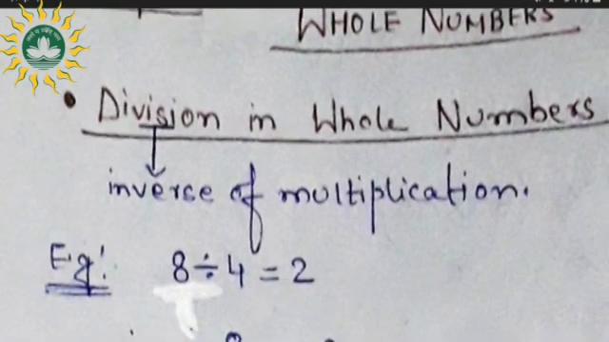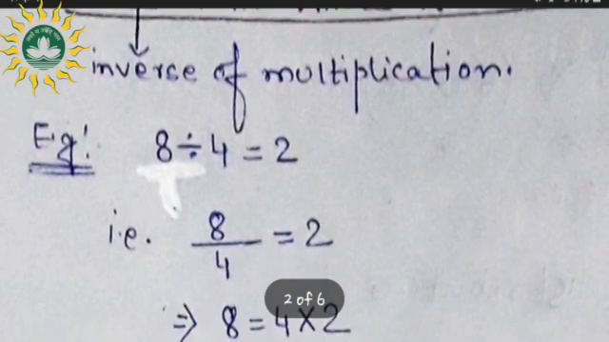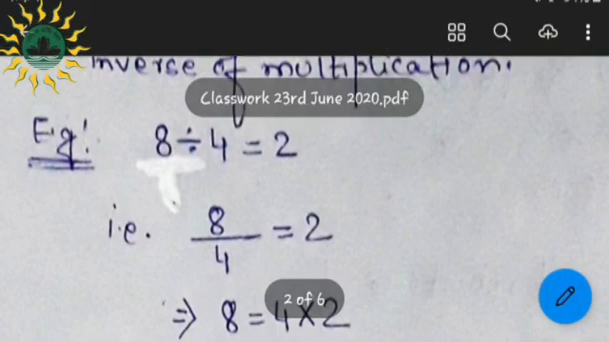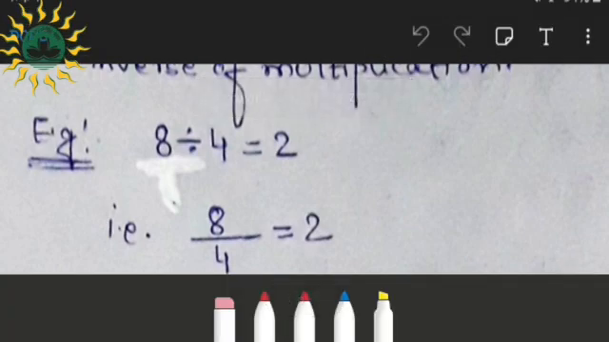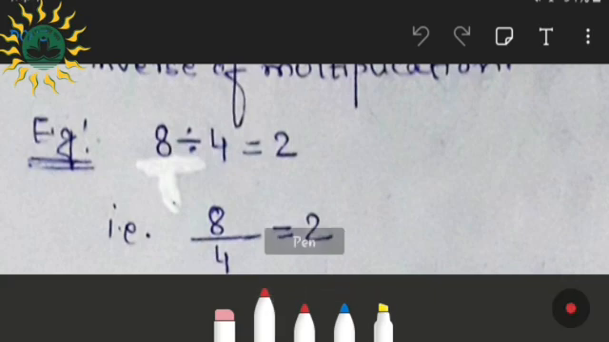Division is the complete opposite, or inverse, of multiplication. Example, 8 divided by 4. As you can see, 8 divided by 4 we know gives us 2. That is 8 by 4. In the next step, we can write this 8 divided by 4 in this way also.